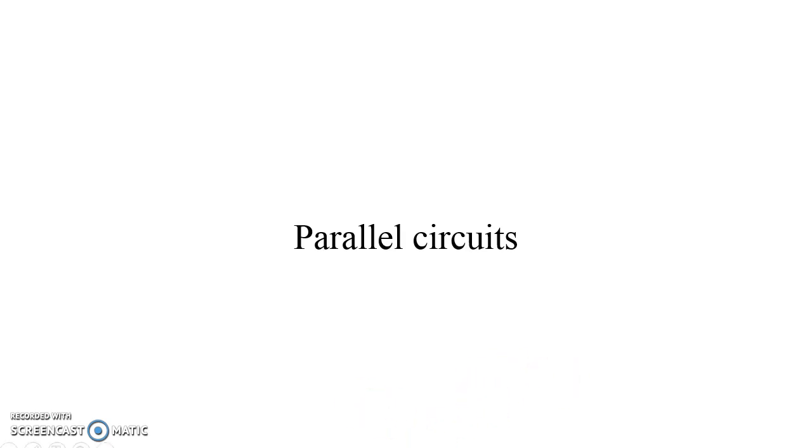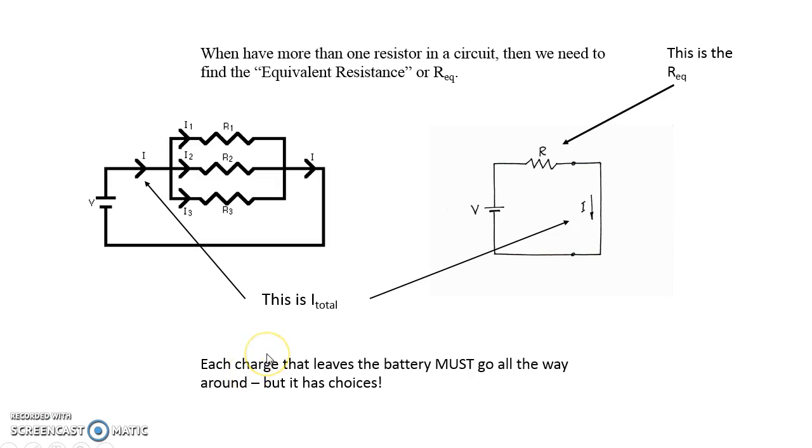Okay, so the idea is that unlike series circuits, where everything was in just one big circle and all the charges had to go through every resistor, this is a drawing of a parallel circuit, and you're going to see that every charge leaves the battery, so this is the positive end, goes through, so this is your total current right here, and then the charges have a choice, right? They can go through resistor 1 or resistor 2 or resistor 3.